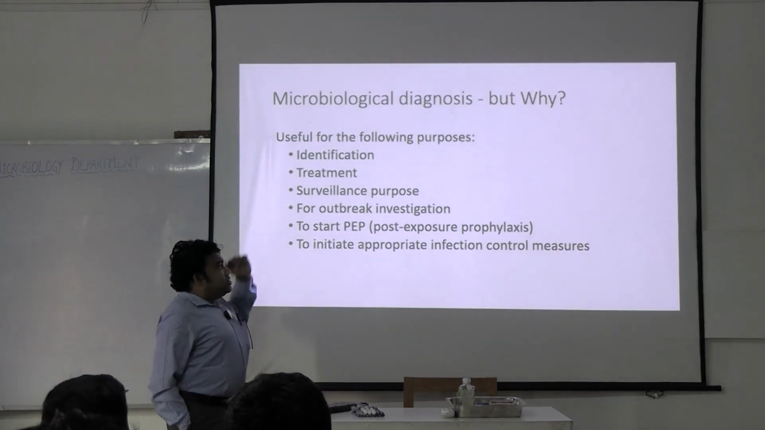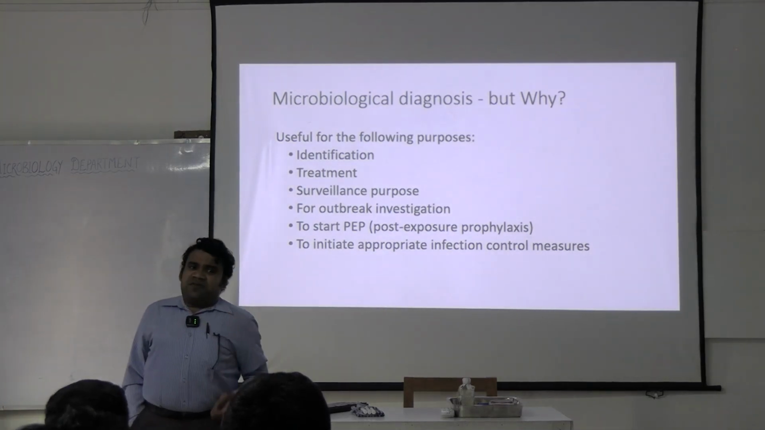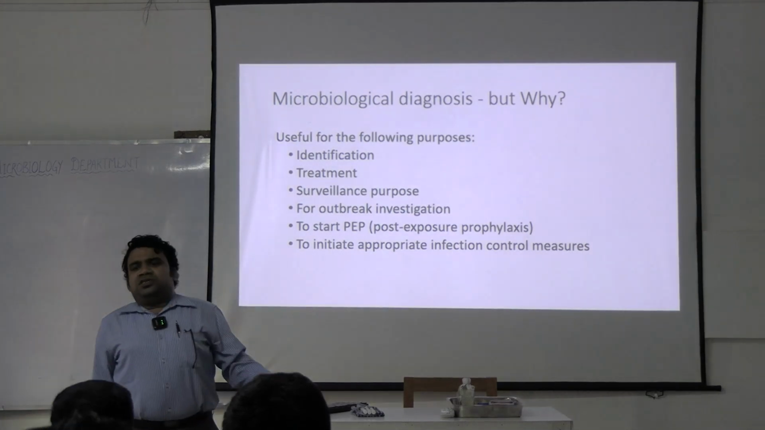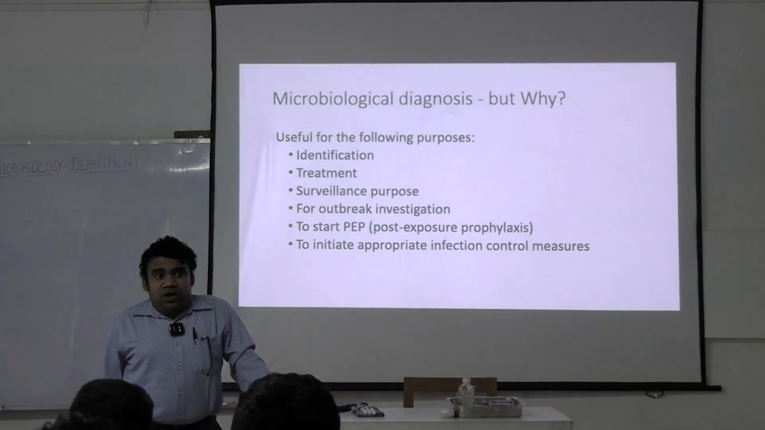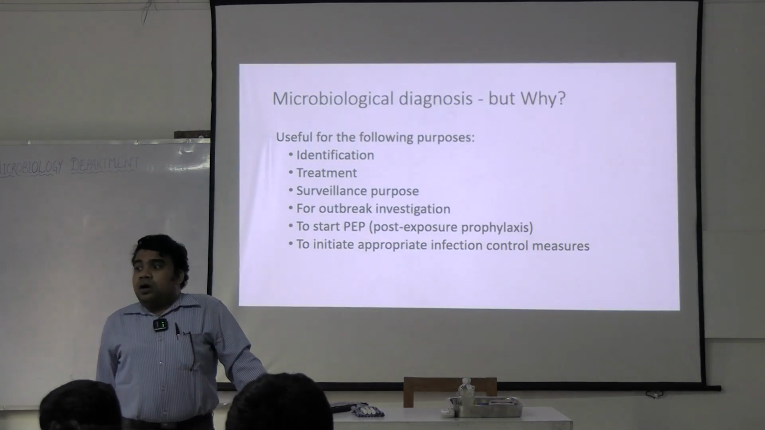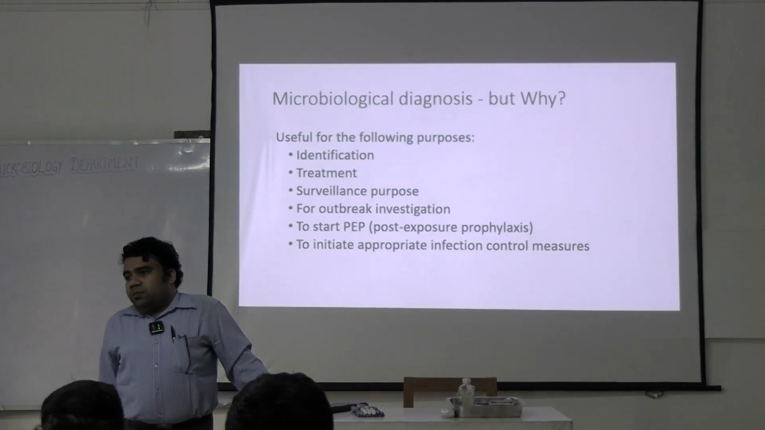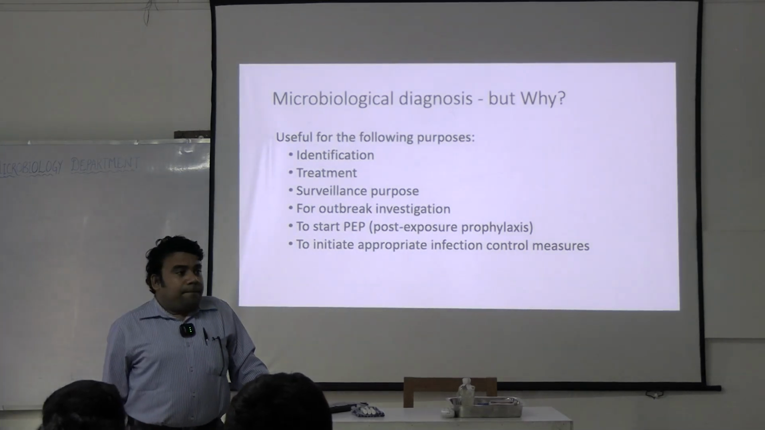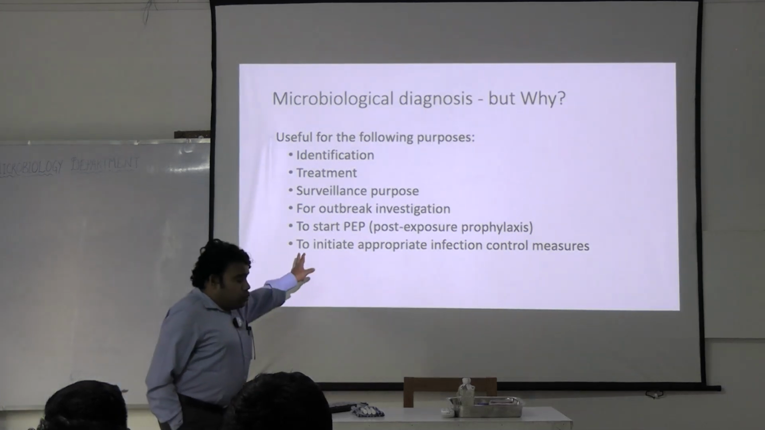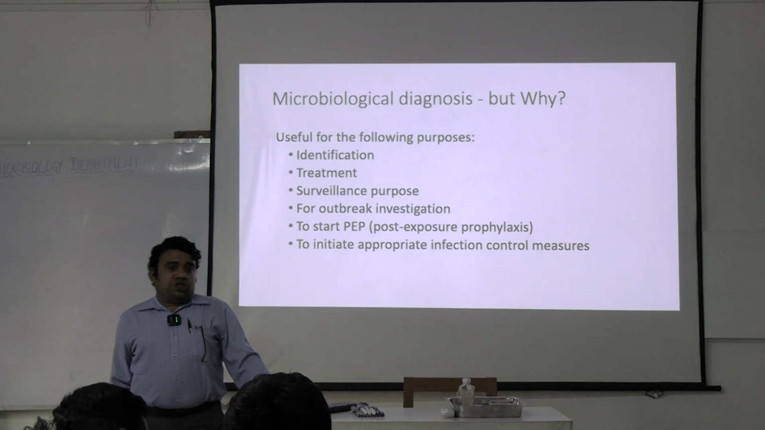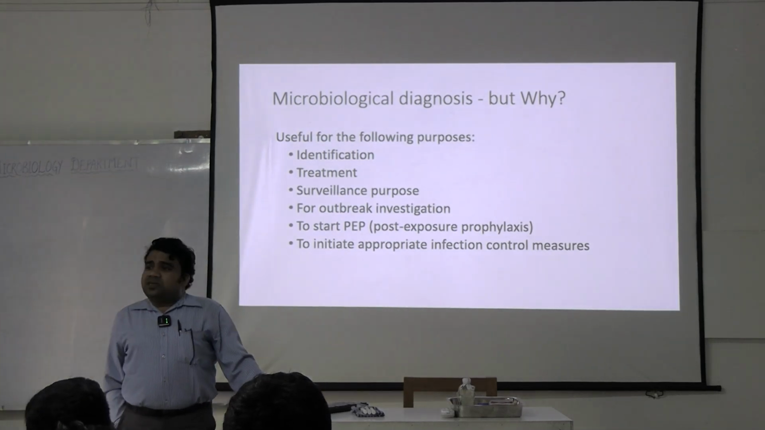Furthermore, we need to do surveillance and outbreak investigation. When one person is affected, we need to diagnose and treat the patient. But if many people are affected, we need to find the source and how to control the outbreak. Otherwise, what will happen? The outbreak will become an epidemic, and the epidemic may become a pandemic. And finally, we need to do control measures. For all these things, we need laboratory diagnosis.